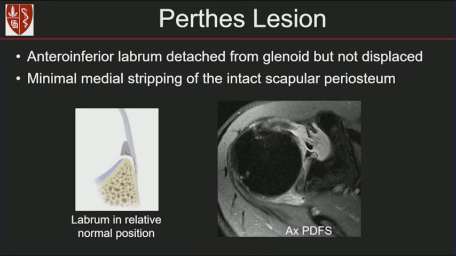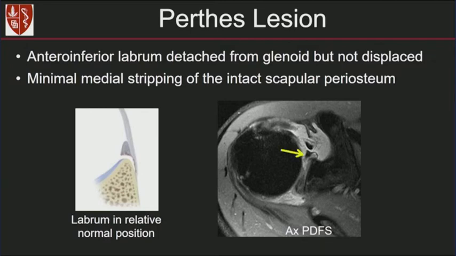The Perthes lesion occurs when you have an antero-inferior labrum detached from the glenoid, but it's not displaced. There's minimal medial stripping of the intact scapular periosteum. So here in the illustration, you can see the antero-inferior labrum is detached from the glenoid, and there's minimal stripping of that periosteum that remains intact.